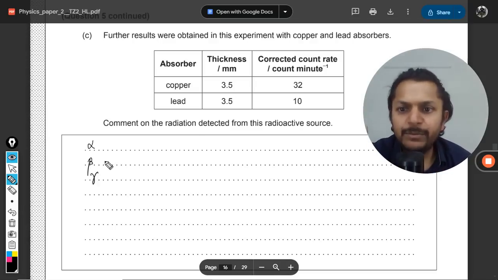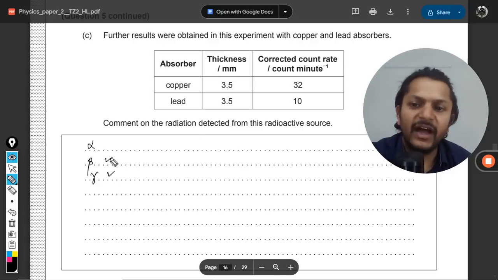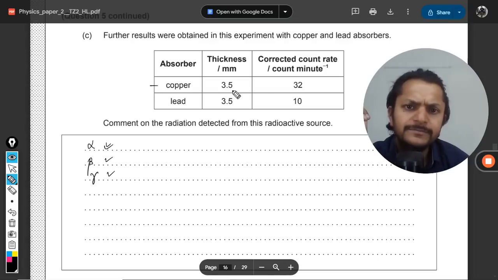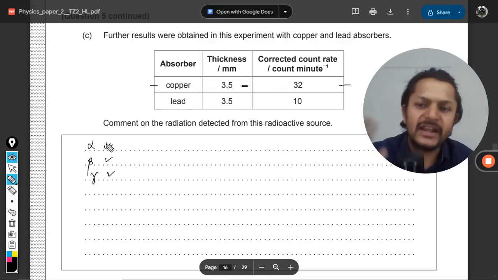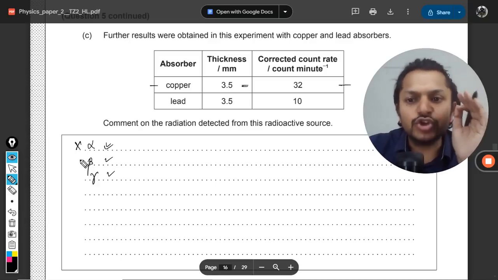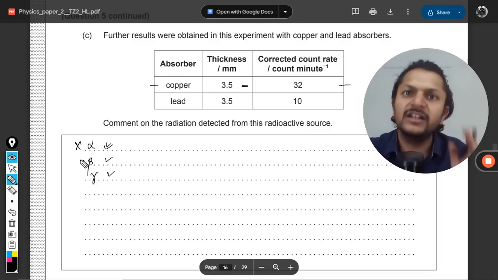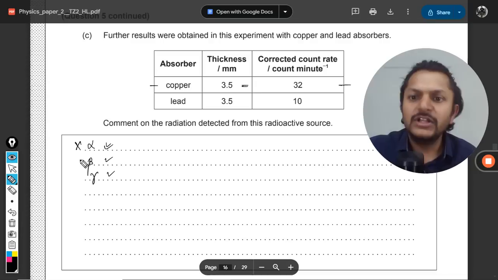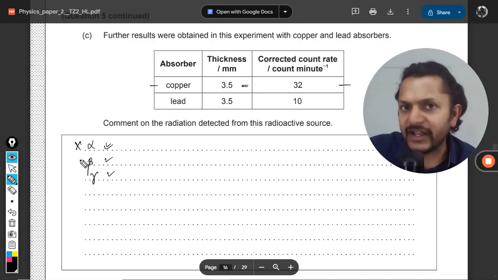Clear. Beta again, the penetration power is very high. For alpha, the penetration power is very less. So we can say that in the case of copper, when the count rate is this and the thickness is 3.5, it will not be alpha. That is one thing that is sure, that it will not be alpha. Alpha is stopped by even a single aluminum foil layer that we use to wrap our food. Even using that, alpha cannot pass through it.